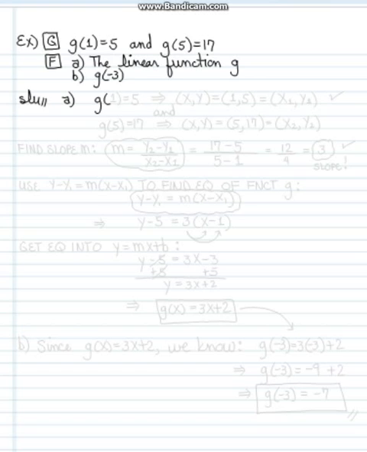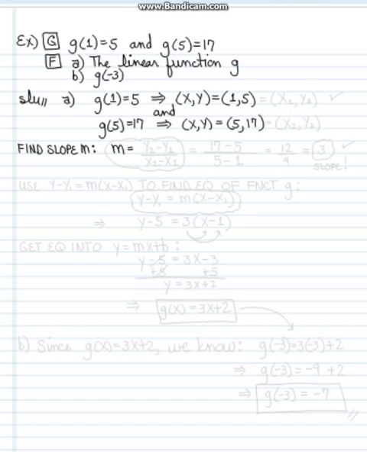We're told that g of 1 is equal to 5. What does that imply? What are they trying to tell us? They're telling us that the ordered pair (x, y) equals (1, 5), which we'll call x sub 1 and y sub 1, is a point on the graph. And then g of 5 equals 17 says that (x, y) is equal to (5, 17). So that means that we have 2 points that live on the graph.